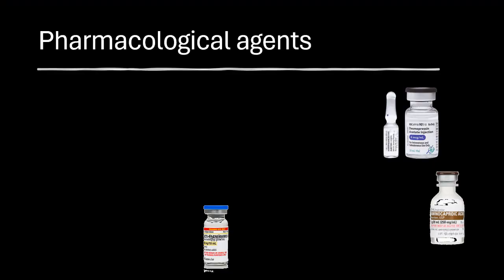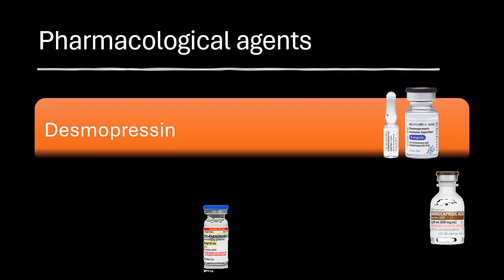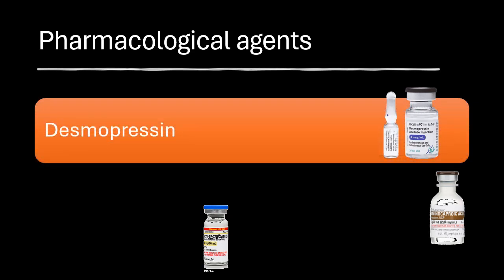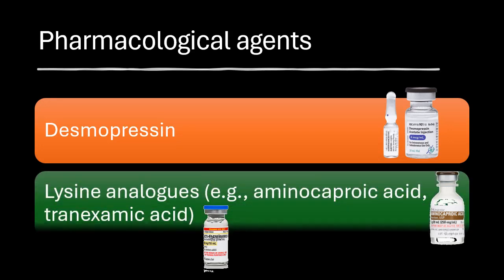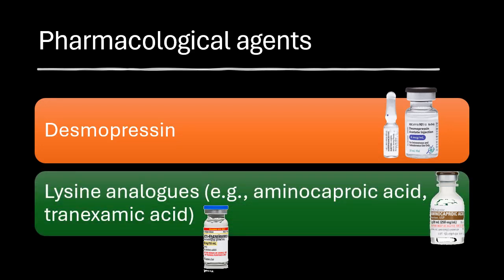The other pharmacological agents are desmopressin. This stimulates the release of von Willebrand factor and enhances primary hemostasis. And there are lysine analogs such as aminocaproic acid or tranexamic acid 4.8%. These are antifibrinolytic and competitively inhibit the activation of plasminogen to plasmin, thereby preventing the degradation of fibrin. This can be used as a mouthwash also.